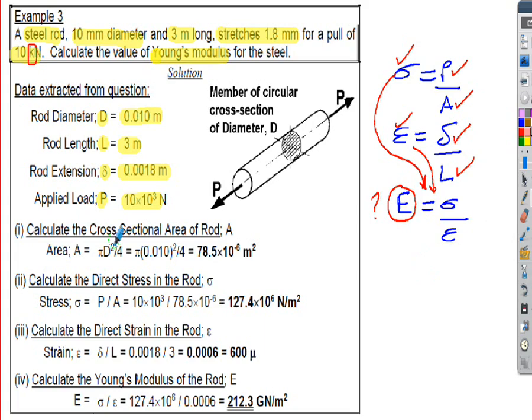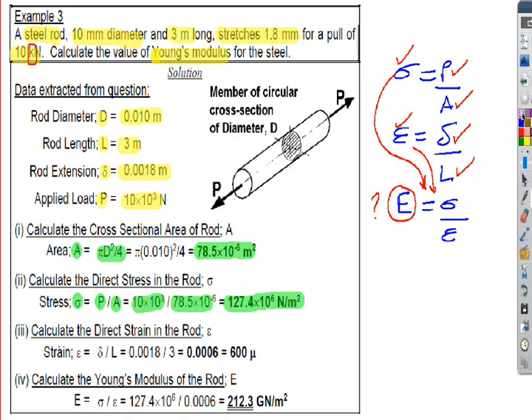If you look at the solution here in step 1, I found the area. I've used the formula pi d squared upon 4 to find the area. You might want to use pi r squared, but I found the area in meters squared. That allowed me then to find the stress, which is the force, the 10 kilonewtons in this case, divided by the area above. In the question, that gave me the stress in newtons per meter squared in this case.